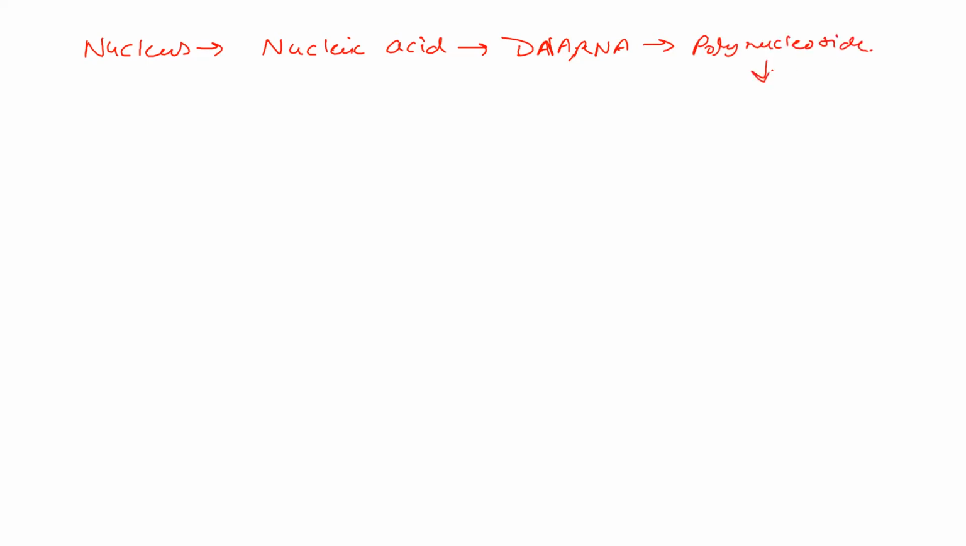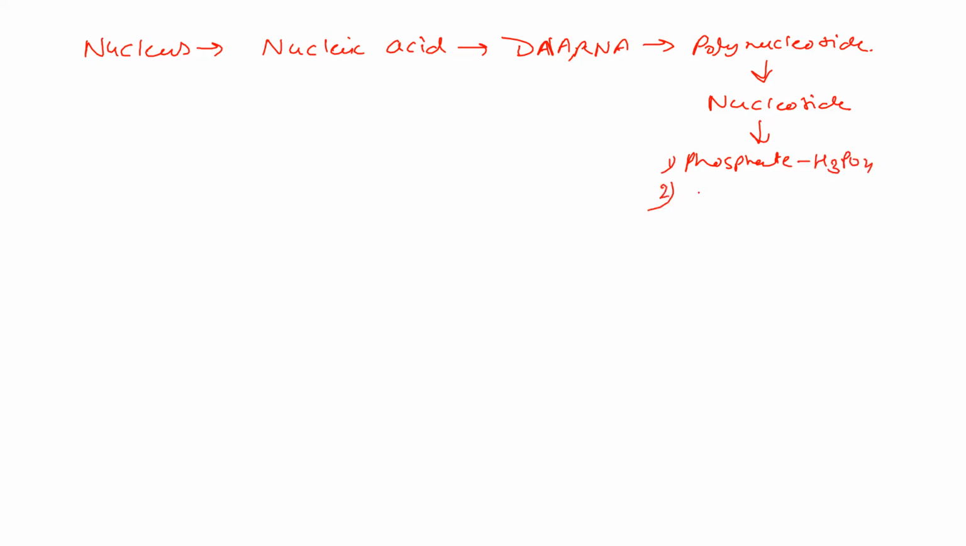Okay, so what did we learn here? That the nucleus of the cell has nucleic acid. What are the nucleic acids? DNA and RNA. DNA and RNA are polynucleotides, so the monomer is nucleotide. Nucleotide is made up of 3 things. First, the phosphate group, which is H3PO4.